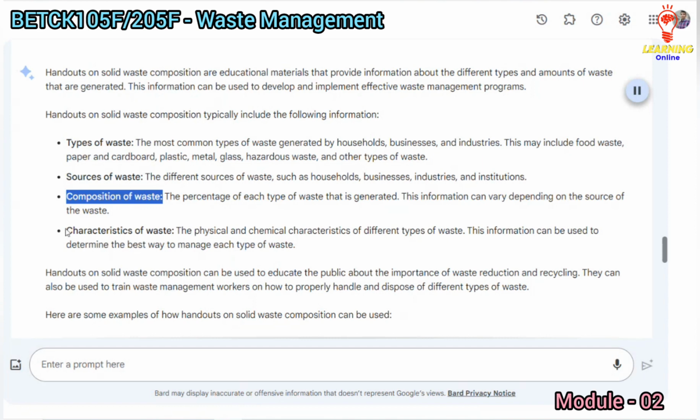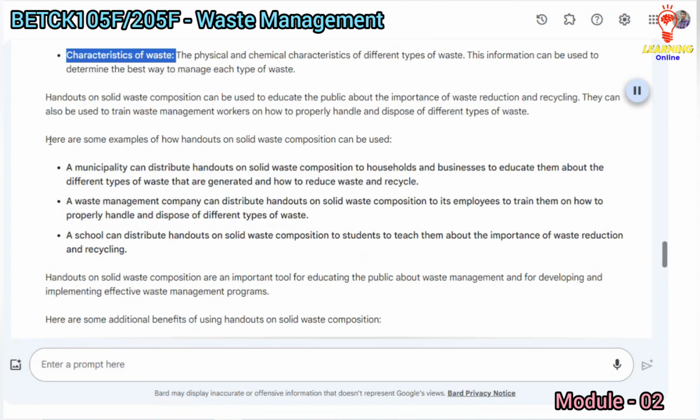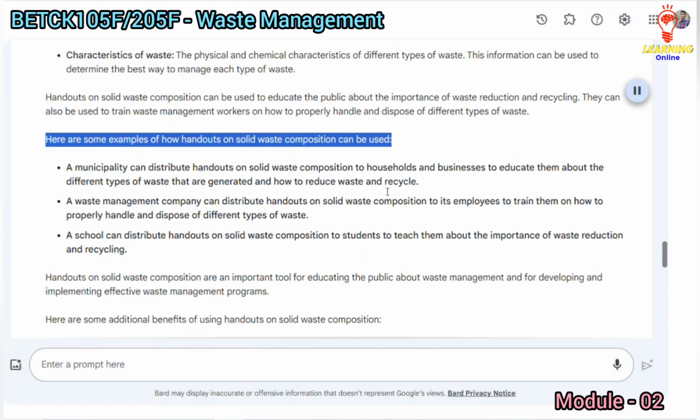Characteristics of waste: the physical and chemical characteristics of different types of waste. This information can be used to determine the best way to manage each type of waste. Handouts on solid waste composition can be used to educate the public about the importance of waste reduction and recycling. They can also be used to train waste management workers on how to properly handle and dispose of different types of waste. Here are some examples of how handouts on solid waste composition can be used.